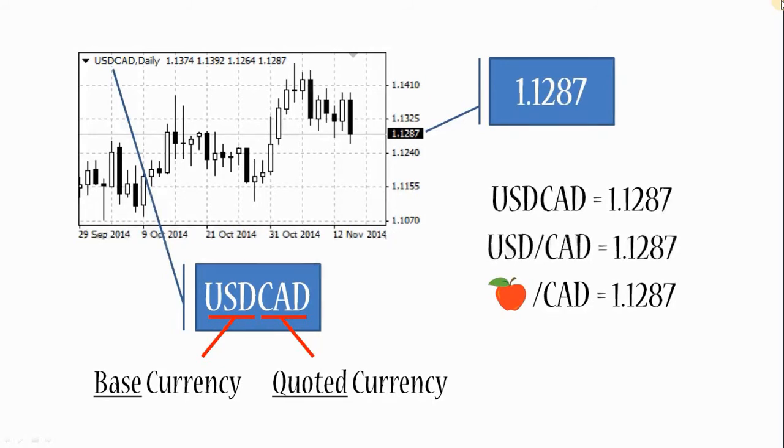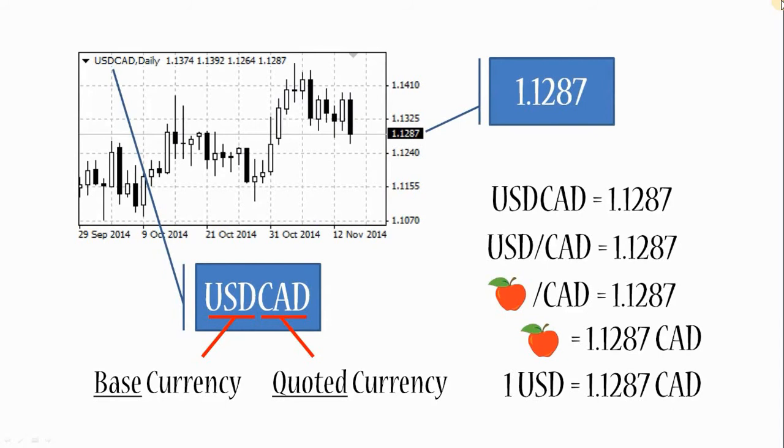In this case, apples. So in this example, we can see that the price of one apple is 1.1287 Canadian dollars, or approximately 1 Canadian dollar and 13 cents. So now going back to US dollars, we can see that the price of 1 US dollar is approximately 1.13 Canadian dollars. This means that for 1 US dollar you will get 1 Canadian dollar and 13 Canadian cents. Or conversely, to buy 1 US dollar, you would need 1 Canadian dollar and 13 Canadian cents.